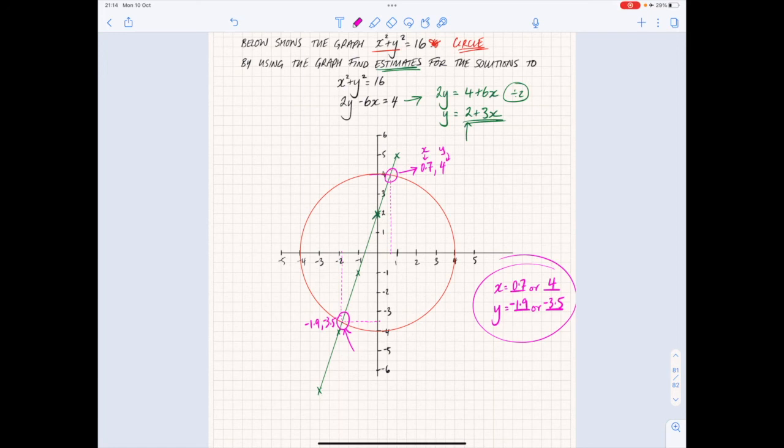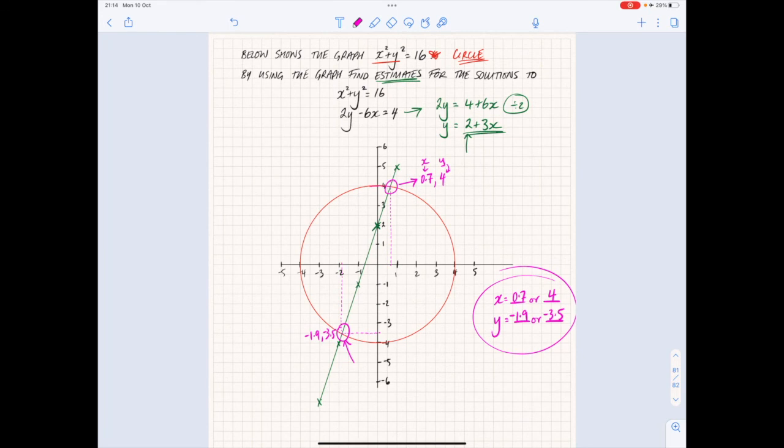Okay, so hopefully that helps you. That's the different styles of solving simultaneous equations graphically you need to get your head around. Sometimes you might just be given the graph straight away and you just need to interpret the crossing points, and the crossing points are your solutions.